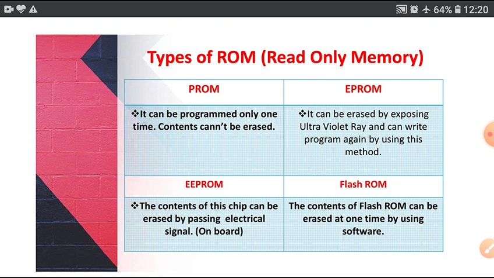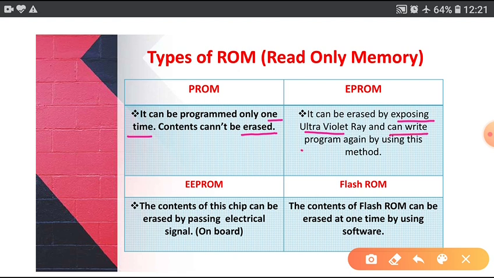Now, types of ROM. ROM means read only memory: PROM, EPROM, EEPROM and flash ROM. PROM can be programmed only one time and its contents cannot be erased. EPROM can be erased by exposing it to ultraviolet ray, and a program can be written again using this method.